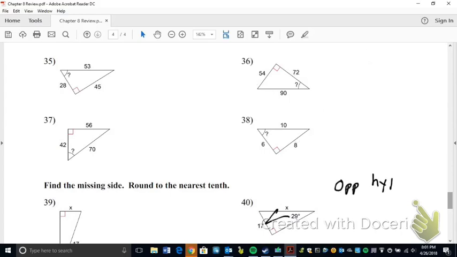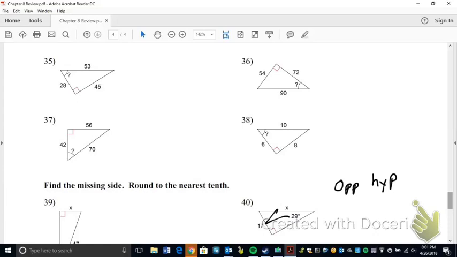Okay, so now on these ones, it says find the missing side, round to the nearest tenth. So here, let's look at the triangle. We got 29 degrees, one side, we're looking for another side. So we're given the opposite side, 17, and the hypotenuse, that's the x. So we have to figure out how we use those to solve for x.